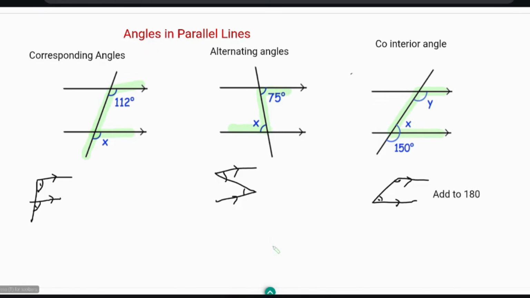Let's just look at this example here. Angles on a straight line add up to 180. So this is 30. And co-interior angles add up to 180. So y is 150. And here x is 75. And here x is 112. Okay, this should be a review for you.